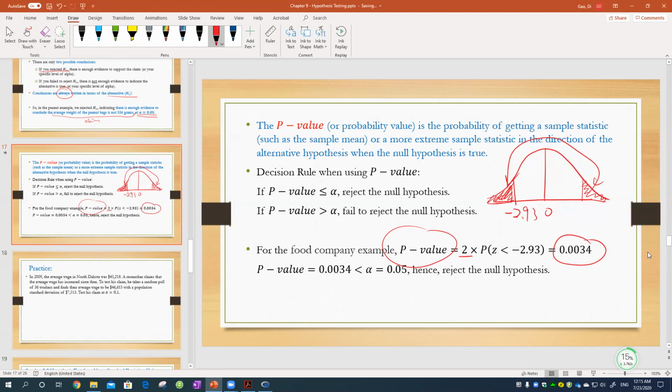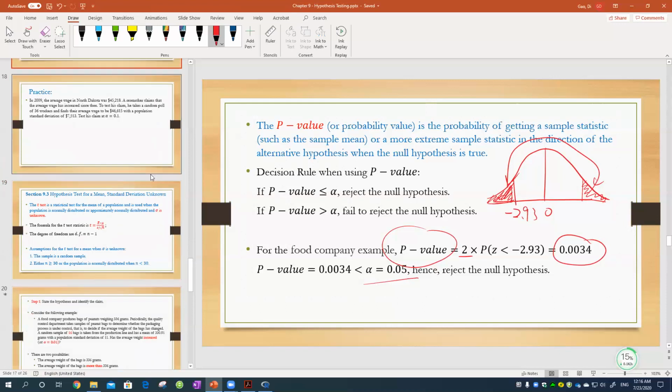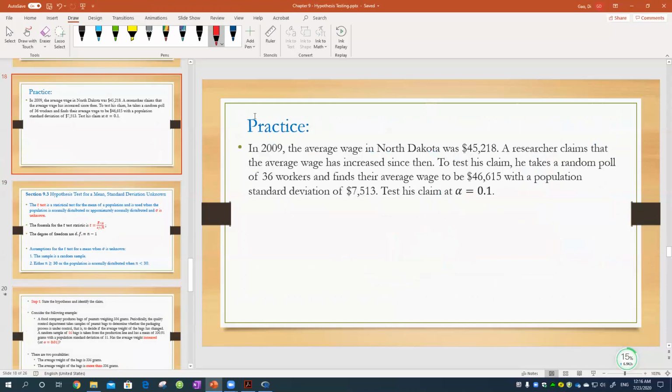Then we can use the p-value method to make the decision. The p-value equals 0.0034, which is smaller than alpha, the type 1 error. Then the probability of that happening is very, very low, and we definitely say we reject the null hypothesis. Okay, let's look at a practice problem.